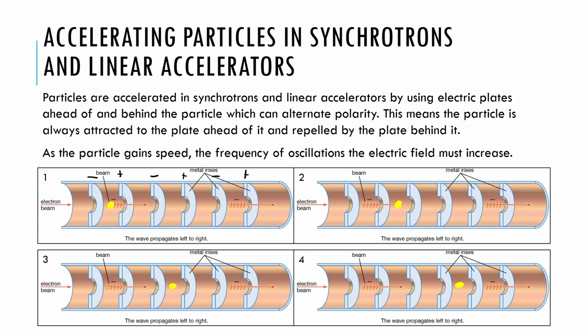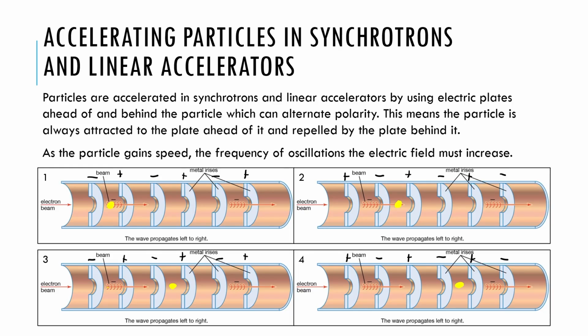However, in step 2, this polarity flips. The odd plates will be positive, and the even plates will be negative. At the third point in time, the setup will look like the first. And for the fourth time period, the plates will flip again and look like the second. In each instance, there is a negative plate behind the electron and a positive plate in front of the electron.